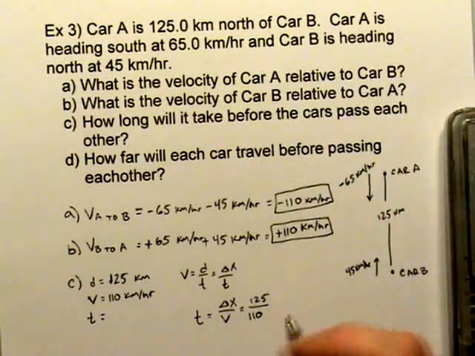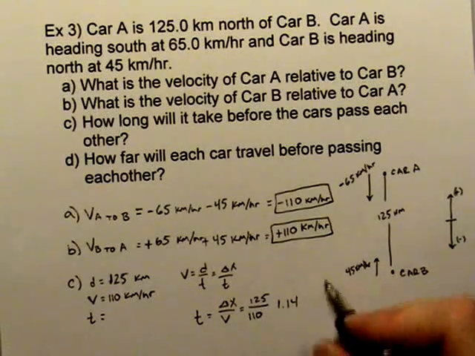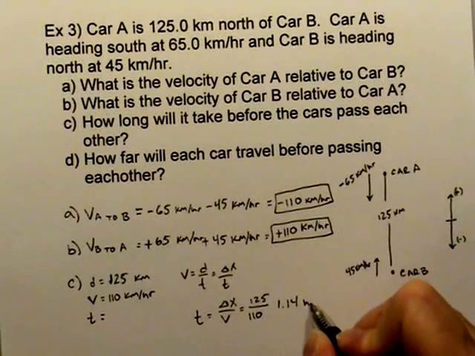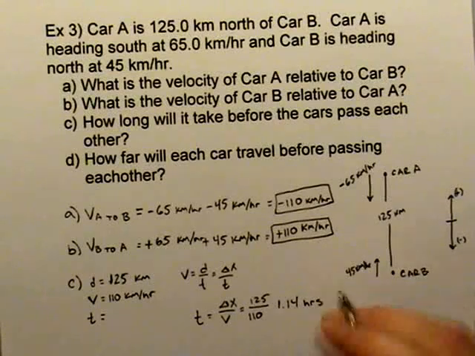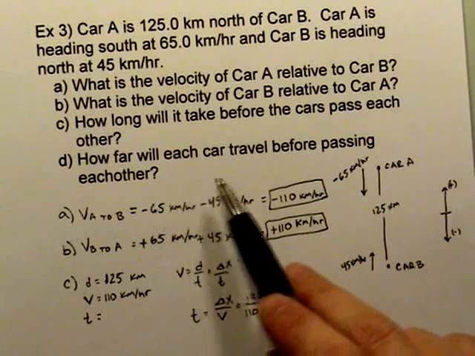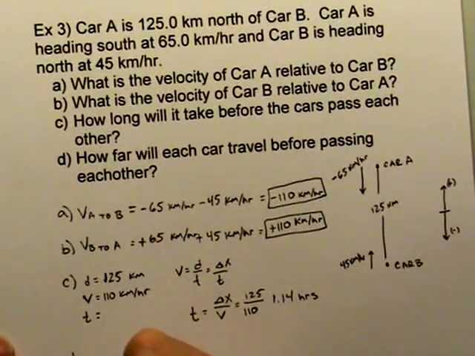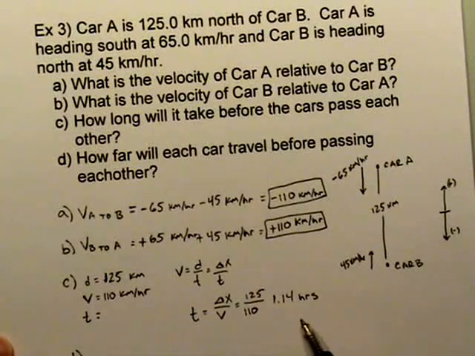Or 1.14 hours. So in 1.14 hours, they will pass each other. And an obvious follow-up question is, where will they be located when they make this pass? So how far will each car travel before passing each other? Well, in that case, they both are going to travel at their own velocities, but for this amount of time.